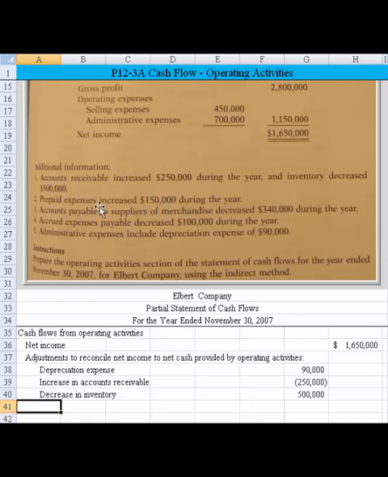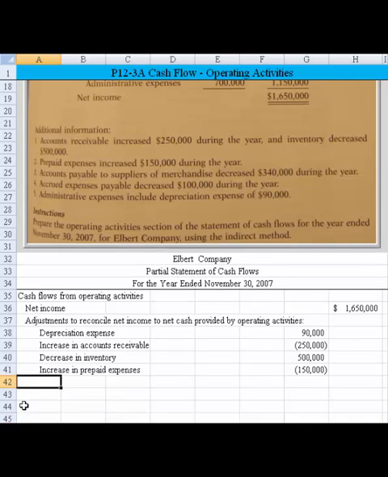Okay, so now we talk about prepaid expenses. They increased $105,000. If assets increase, then in the adjustments to reconcile net income to net cash, we've got to show that in brackets. And so I'm going to copy from here just to get some of the words in. And it would be an increase in prepaid expenses. Okay, let me slide down a little bit.